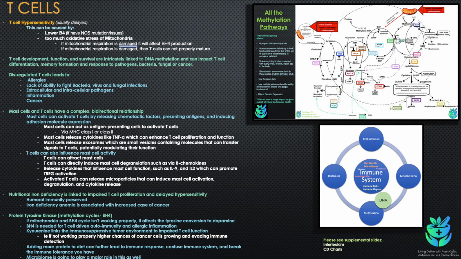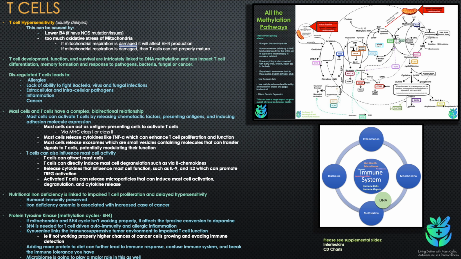Mast cells release exosomes, which are small vesicles containing molecules that can transfer signals to T cells, potentially modulating their function. So if you have a mast cell disorder, you want to get your mast cell disorder under control because it's going to start messing with your other immune cells, and eventually it can cause a T cell hypersensitivity. And this is when you start losing your immune tolerance.